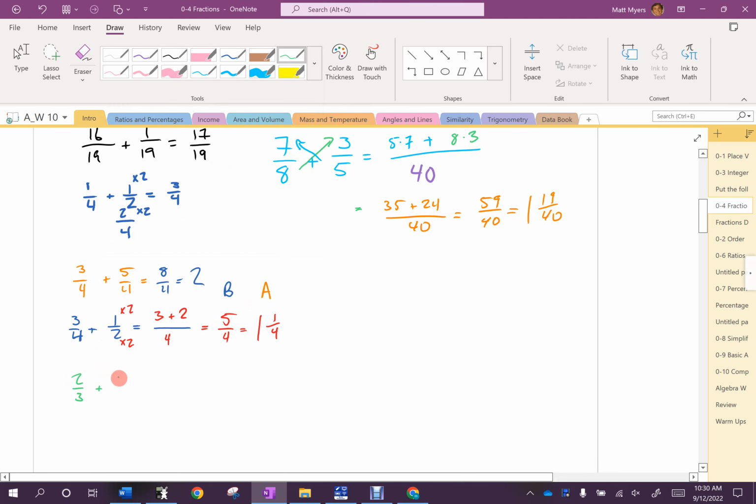2/3 plus 3/4. Are they the same number? So what's the easiest way to make them the same number? Multiply them together to get 12. So the 4 has to come up here, and the 3 has to come up here. What's 2 times 4? Plus, what's 3 times 3? What's 8 plus 9? 17/12. Do you have your A?